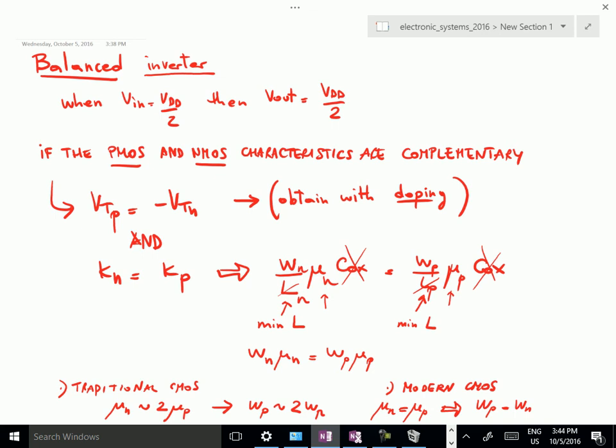Because in any case, for the NMOS, we use the minimum width, which is typically twice the minimum length. And in modern CMOS, this means that we are able to build smaller inverters and, as a consequence, smaller logic gates. By virtue of this equalization of electron and hole mobilities, we are able to make smaller logic gates.